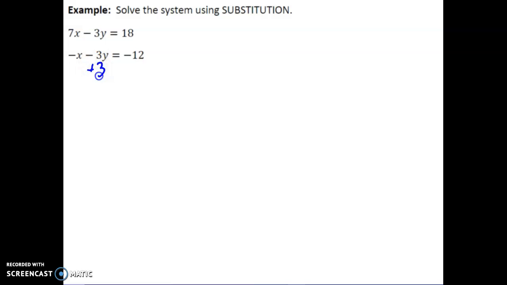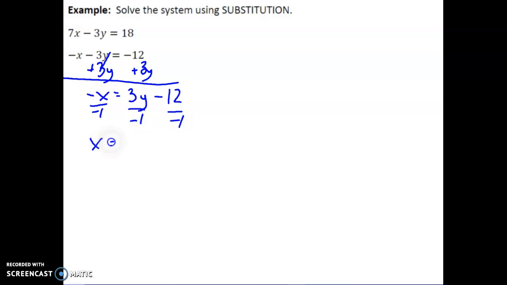All right, so I'll work to get x by itself, add 3y to both sides. Okay, now I need to divide both sides by -1. I don't have x by itself quite yet. And so I have this, x equals -3y plus 12. Okay, so remember, this means that x is the same thing as -3y plus 12. So I can substitute that for x in the other equation. So let's replace that x with -3y plus 12.